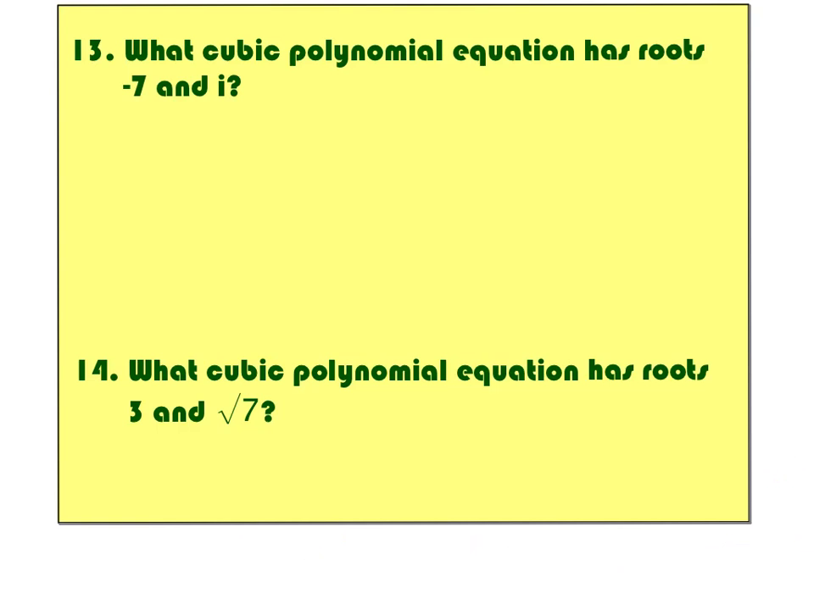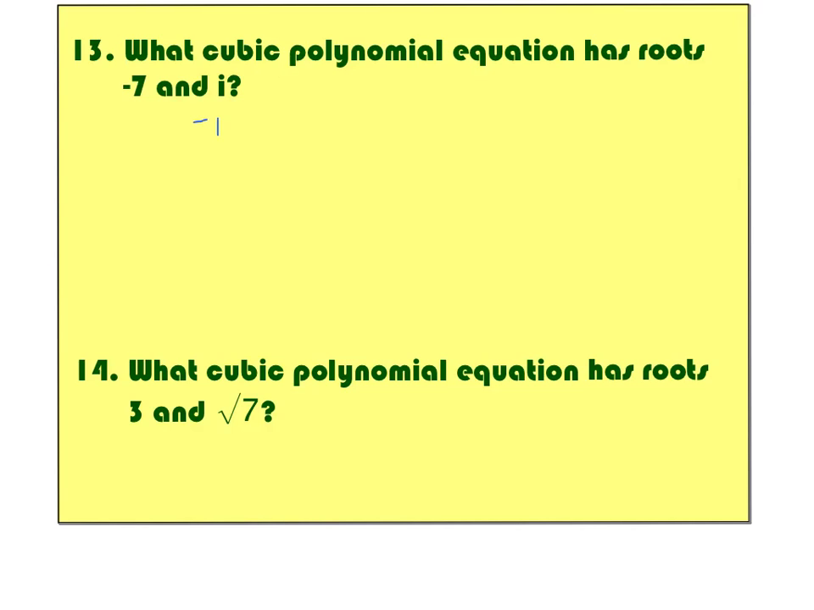Okay, so we're getting into a different type of problem here. It's asking you what cubic polynomial equation has these 2 roots here. So it's looking for a polynomial. It has these 2 roots. We have to first think of the buddy system. So does negative 7 have a buddy? No. But does i have a buddy? Yes. You also have to have negative i.